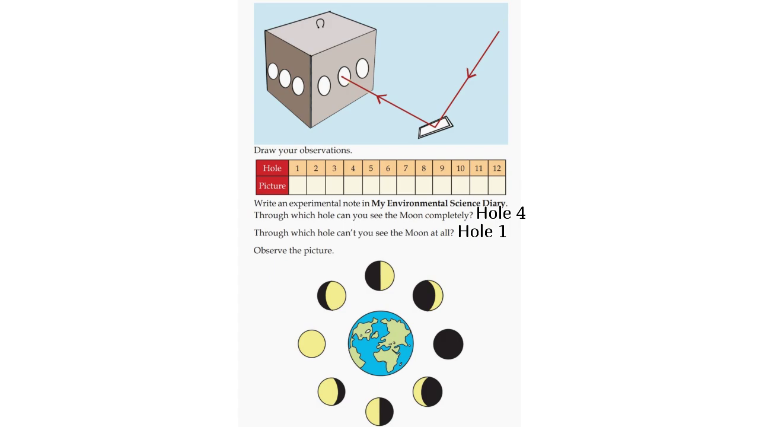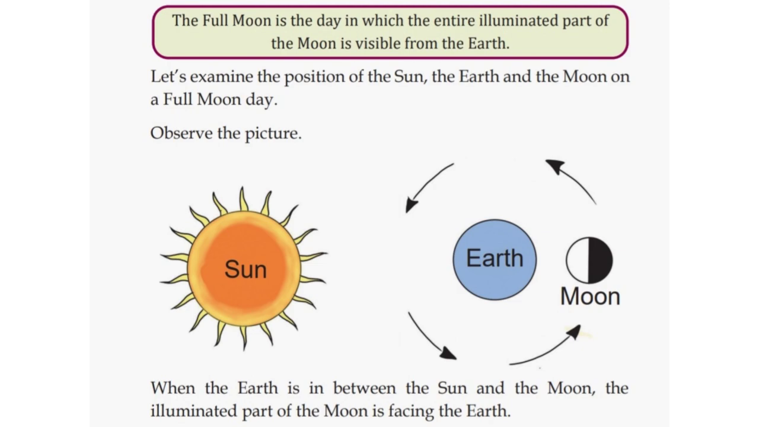Observe the picture. The full moon is the day in which the entire illuminated part of the moon is visible from the earth. Let's examine the position of the sun, the earth and the moon on a full moon day. Observe the picture. When the earth is in between the sun and the moon, the illuminated part of the moon is facing the earth.